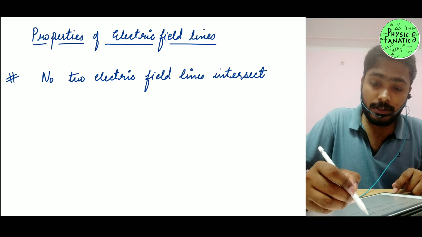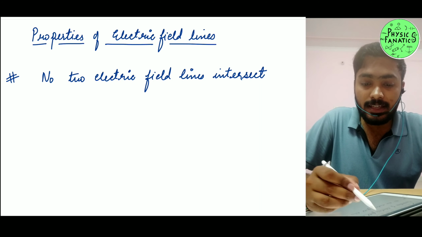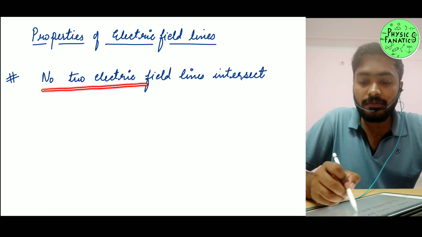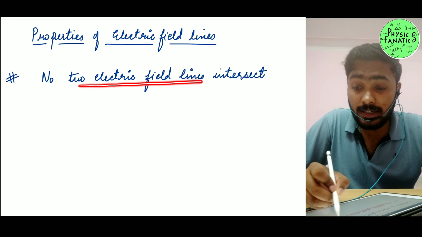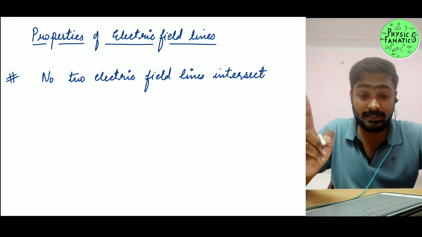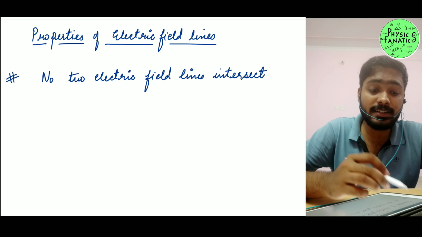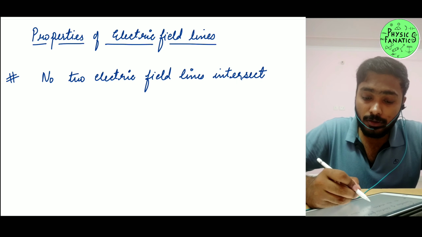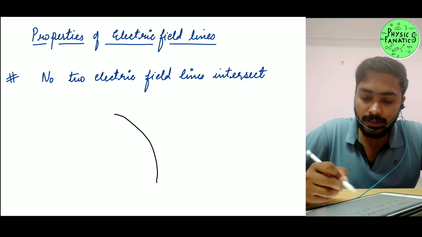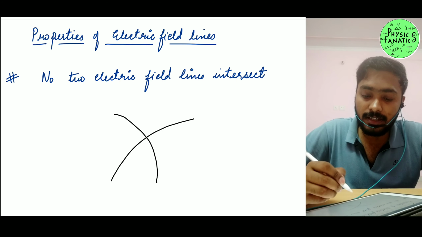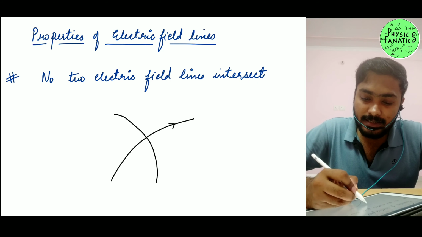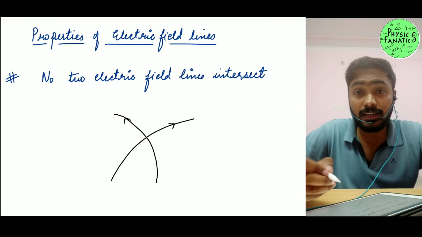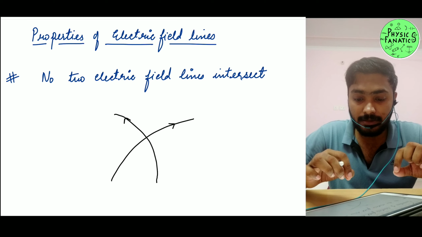Number one, the first property is that no two electric field lines intersect. Pretty interesting. No two electric field lines can intersect. Now what does that mean? In order to understand this, let me draw two field lines. Let's say this is my one field line and this is my second field line, and let me assume that they do intersect, right?